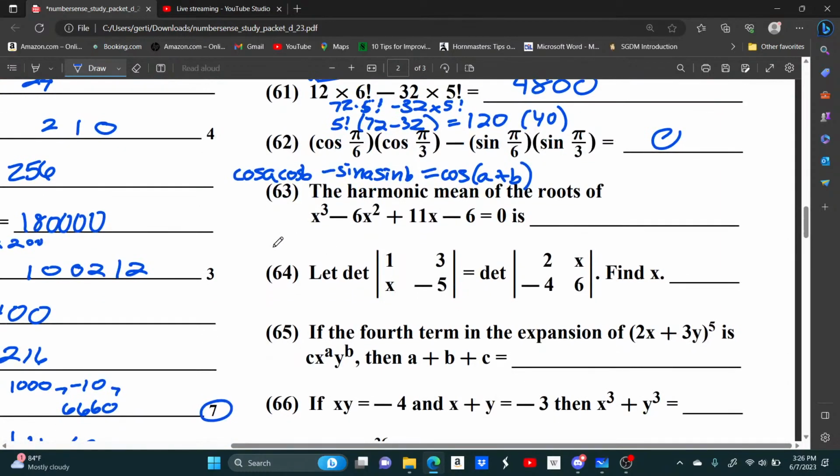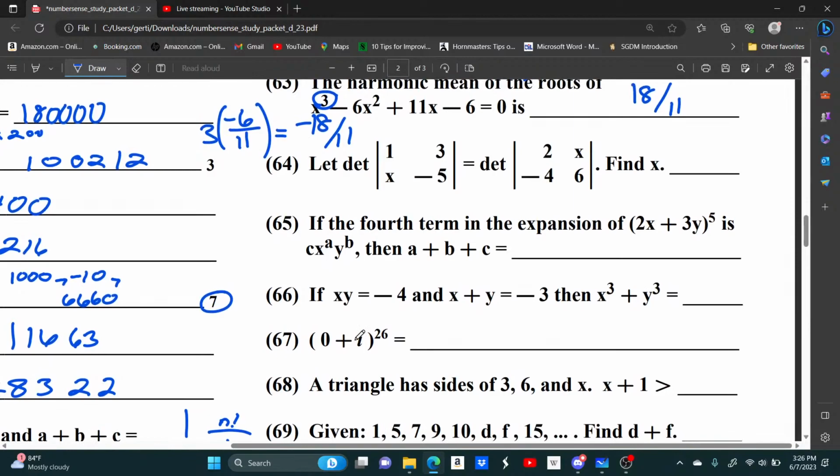Harmonic mean of the roots of x cubed minus 6x squared plus 11x minus 6 equals 0. Okay, so here's what you do. You take the constant term, you divide it by the x coefficient, then you multiply it by the highest exponent. All right? So you get negative 18 over 11, and in the end you just multiply it by negative 1. So our answer is going to be 18 over 11.